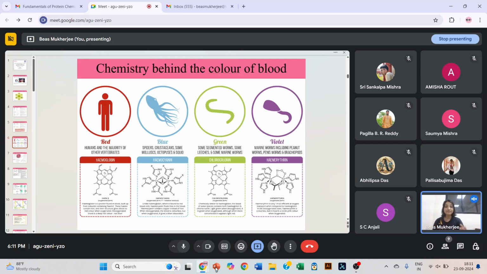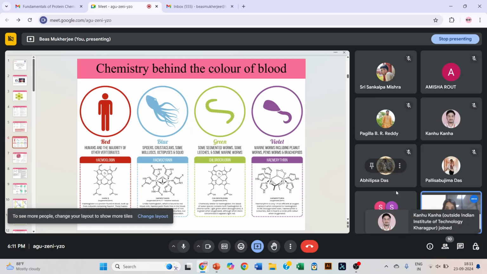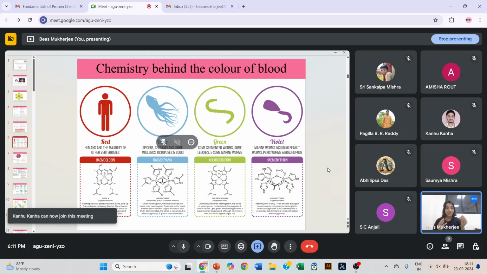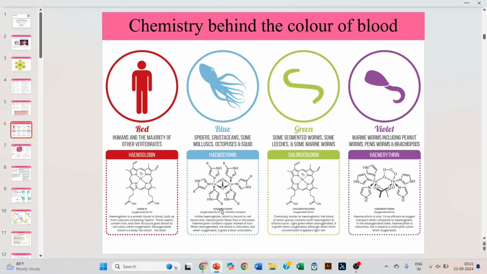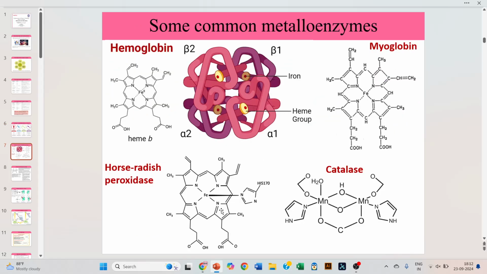Next, certain worms even have green and violet colored blood because of the presence of chlorocruorin and hemoerythrin. These are different compounds containing iron. But the porphyrin ring is not there in the case of hemoerythrin, and this is how different pigments give different colors to blood in different organisms. So we will look at hemocyanin in detail. Before that, we will have a look at the different metalloenzymes found in our body.